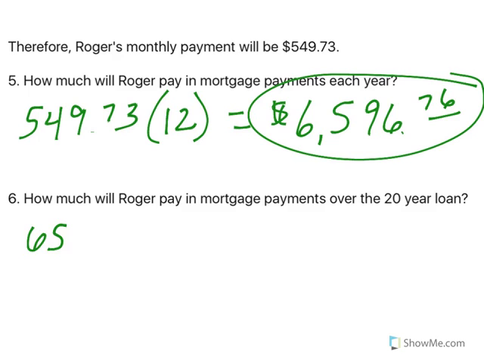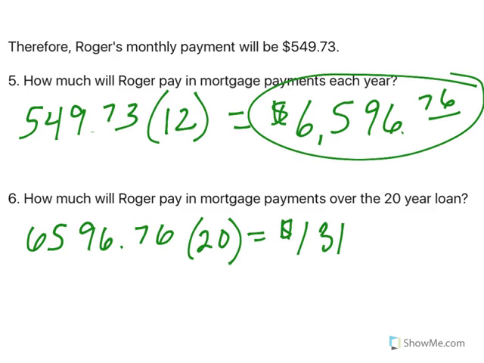And how much will he pay over 20 years? Well, if he pays $6,596.76 a year for 20 years, he's going to end up paying $131,935.20.